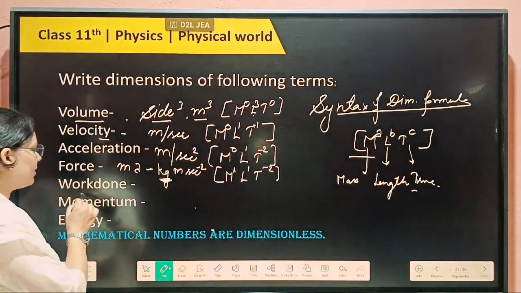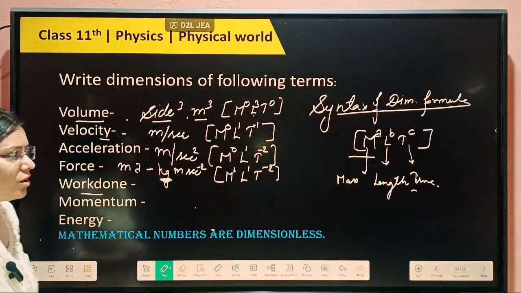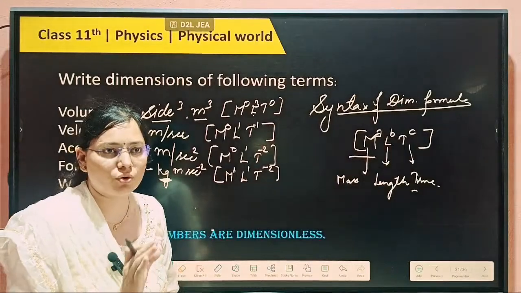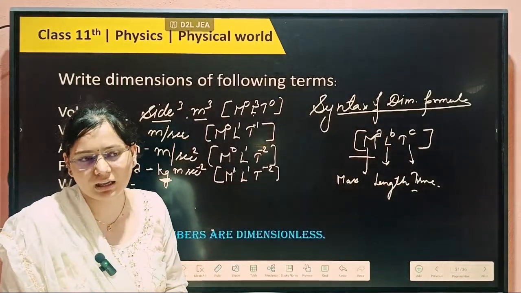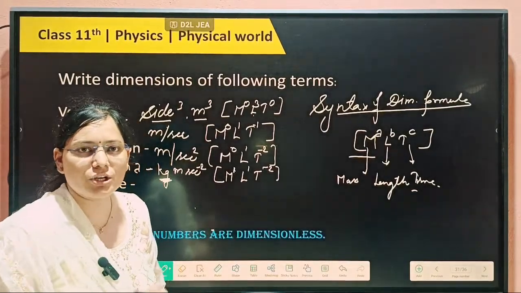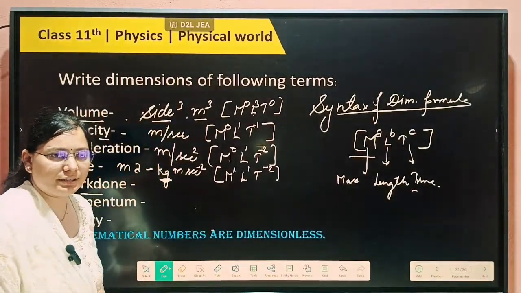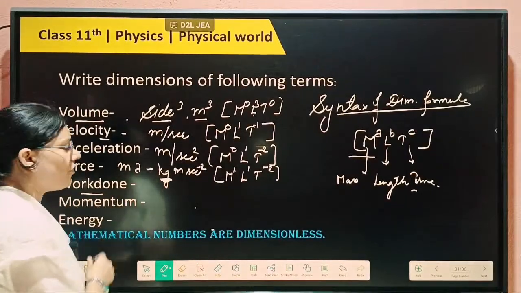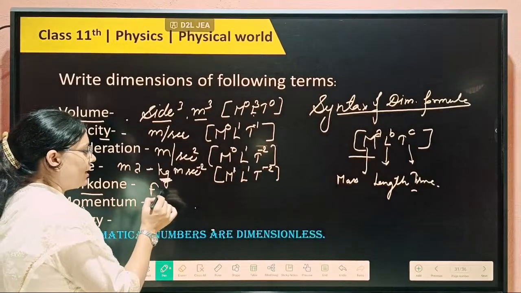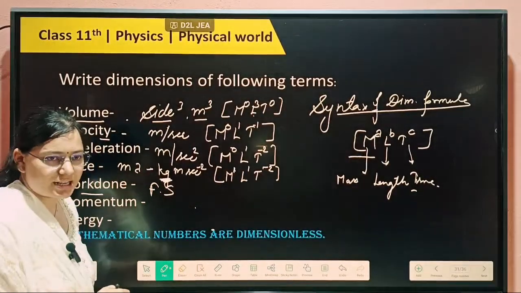Okay. Next, our work done. First of all, you can find these dimension formulas only if you know the formula of the quantity, and you know the unit of the quantities. So first you have to learn the unit of these quantities. Work done, we know, is equal to force into displacement. Yes or no? That is known as work done.